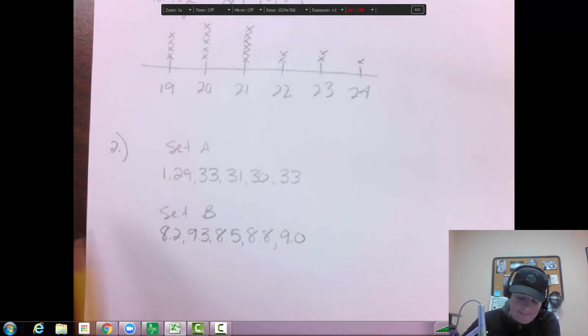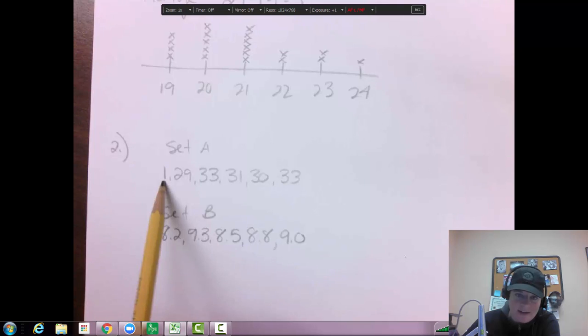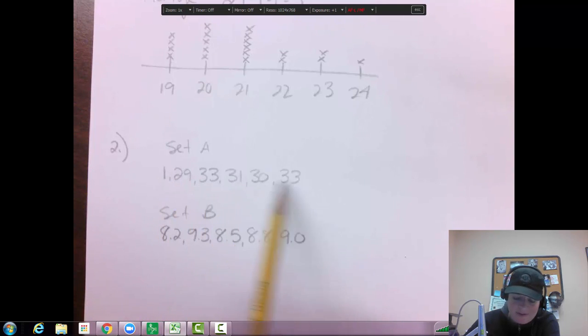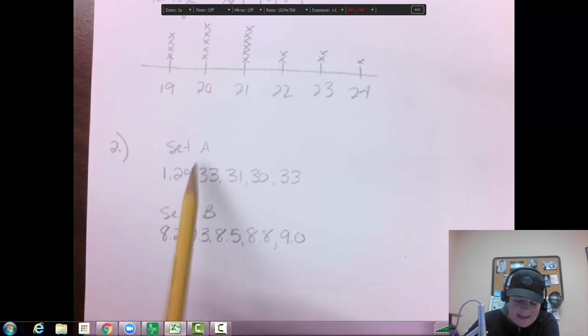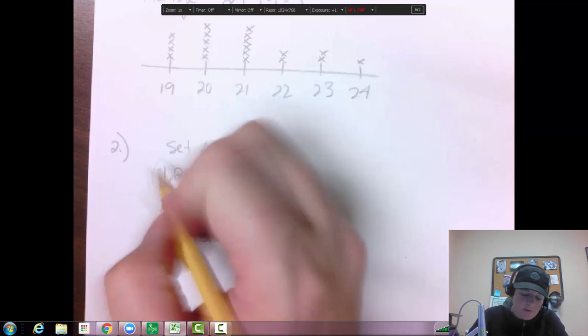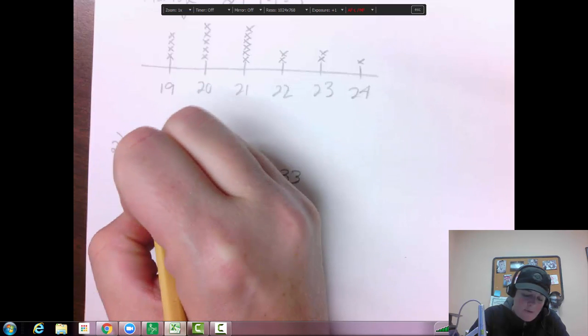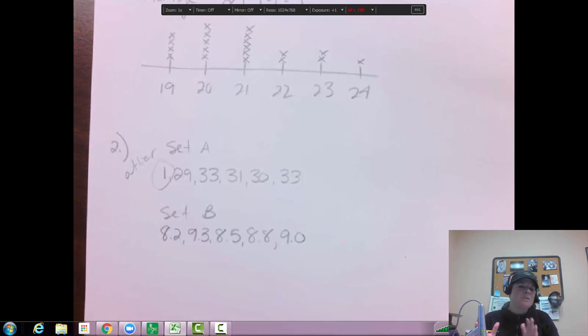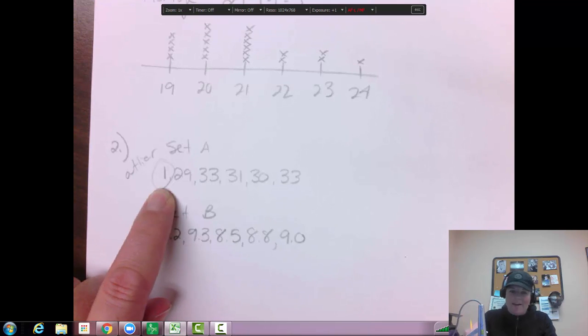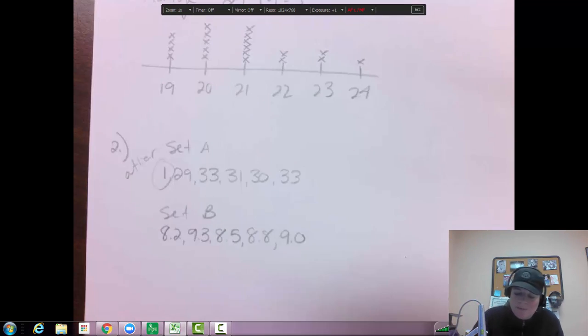So let's look at set A. We have the number 1, and then it goes 29, 33, 31, 30. So these are all around 30, and the number 1. So 1, I would say, is an outlier. So what should we not use if we have an outlier? We should not use the mean. It's going to be way lower average because that 1 is going to pull our average down. So we're going to use the median.